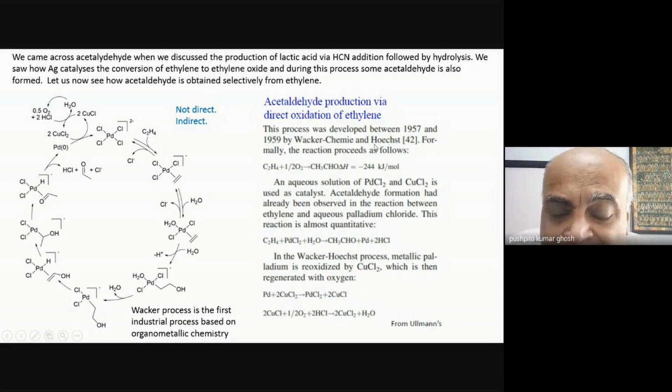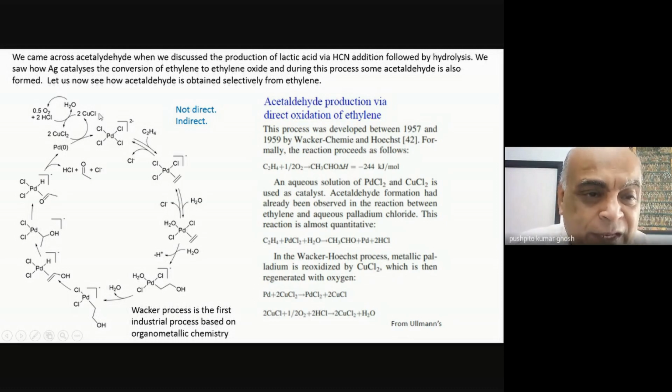What Hext did was they discovered that if along with the palladium chloride, they add cupric chloride, CuCl2, what cupric chloride does is that it oxidizes the palladium 0 back to palladium 2. In other words, it regenerates this. And the cupric chloride gets reduced to cuprous chloride, CuCl.